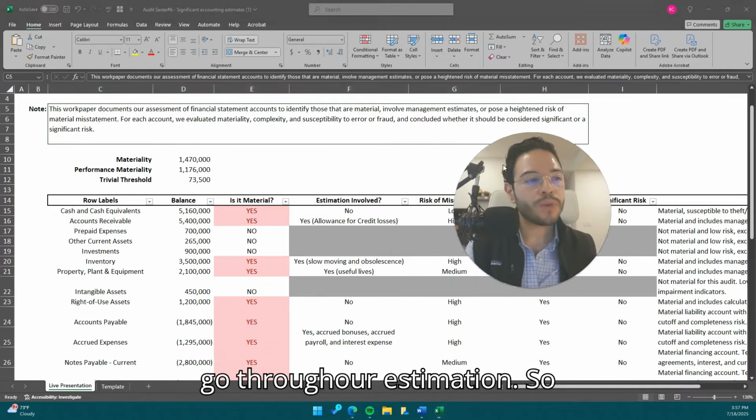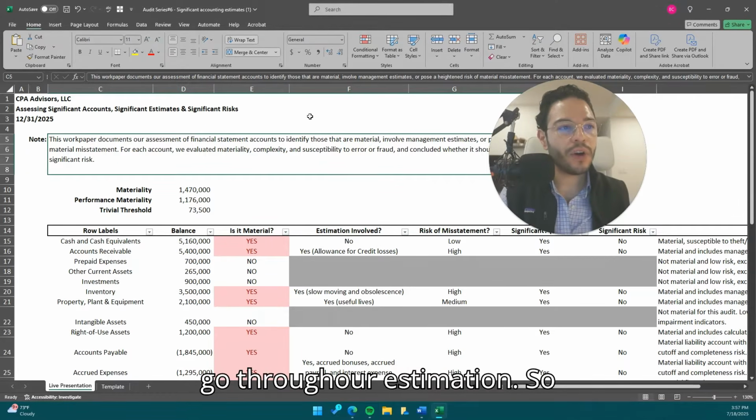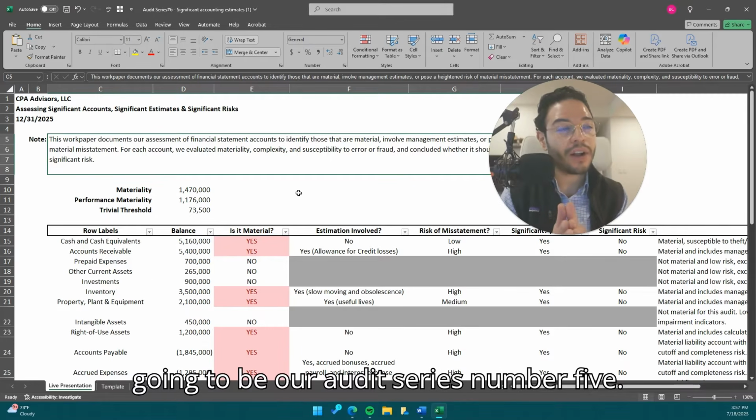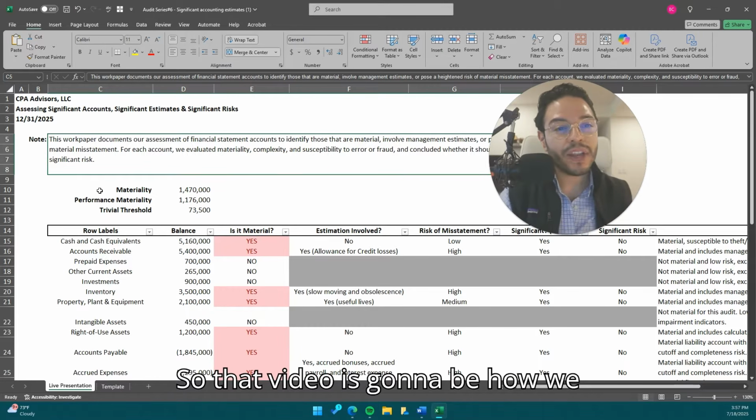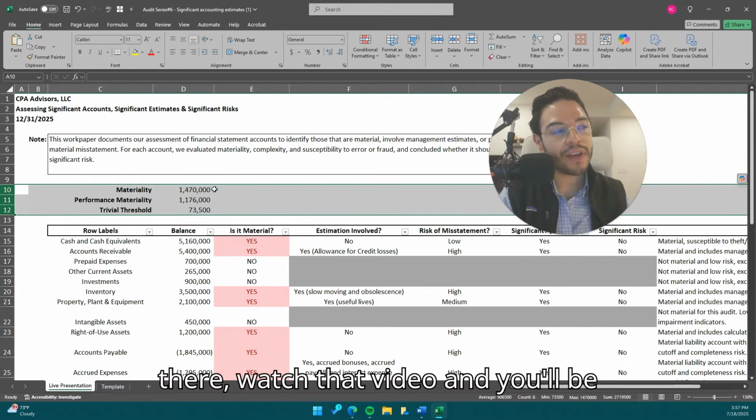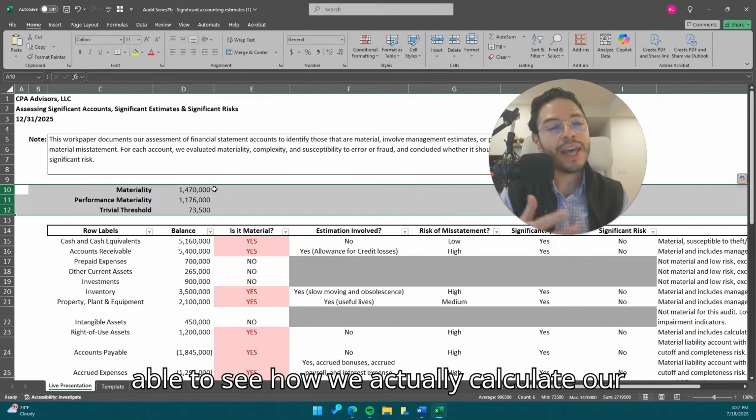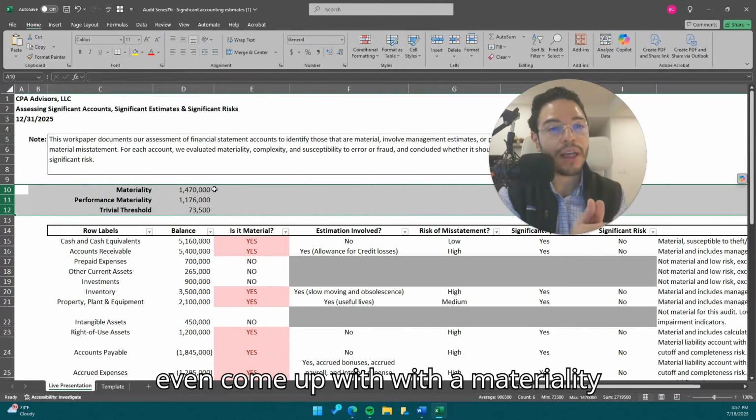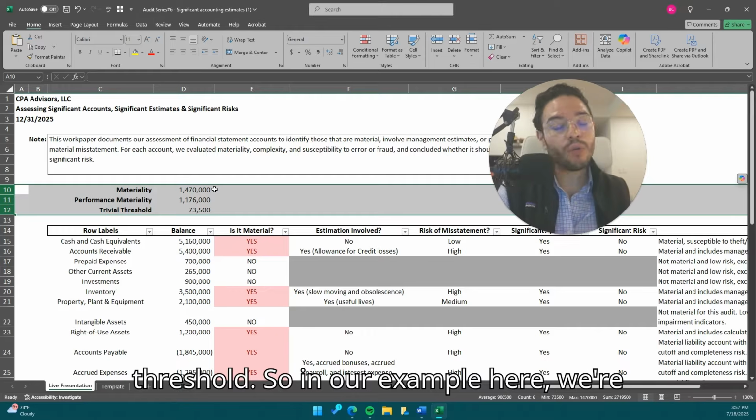And first, we're going to go through our estimation. The materiality video is going to be our audit series number 5. That video is going to be how we calculate our materiality. So go back there, watch that video, and you'll be able to see how we actually calculate our materiality, how we document that, how we even come up with a materiality threshold. So in our example here, we're already done.